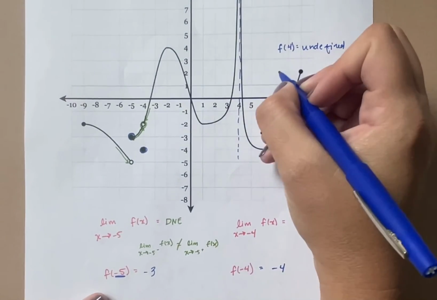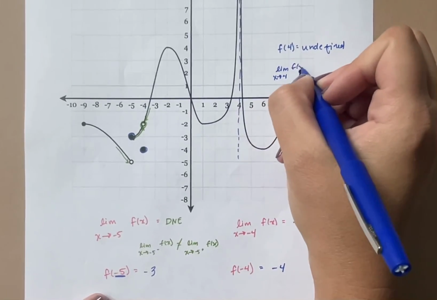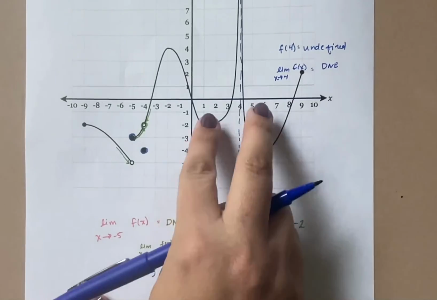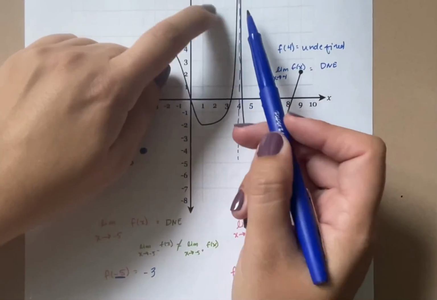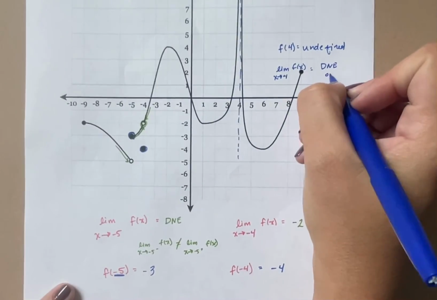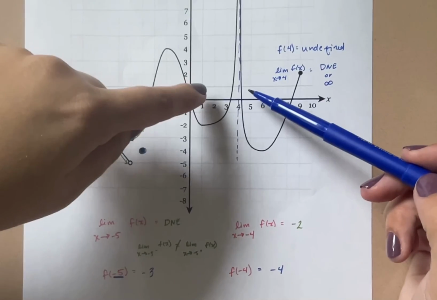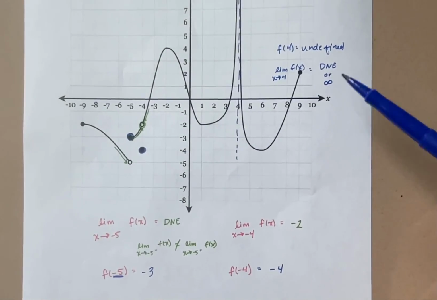The limit as x approaches 4 of f of x, we could either say is DNE, because they're approaching positive infinity, or because they're both approaching positive infinity, we could say that that is the limit. But anytime that you have functions approaching infinity or negative infinity, you can always write DNE instead.